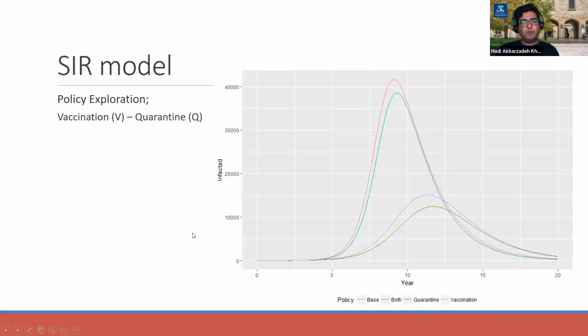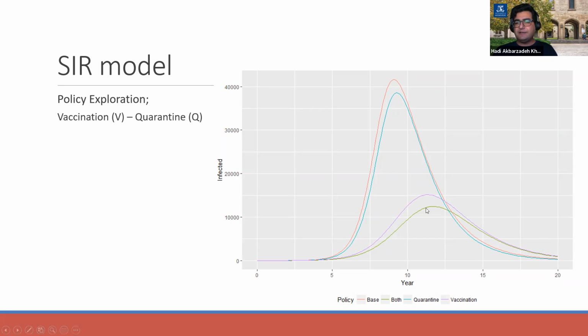Why do we do that? Because we are going to find out what we should do. Should we do quarantine and vaccination together, both of them, or none of them? So in here again, you can run the model with vaccination, quarantine, or none of them happening, both happening, or one of them happening.